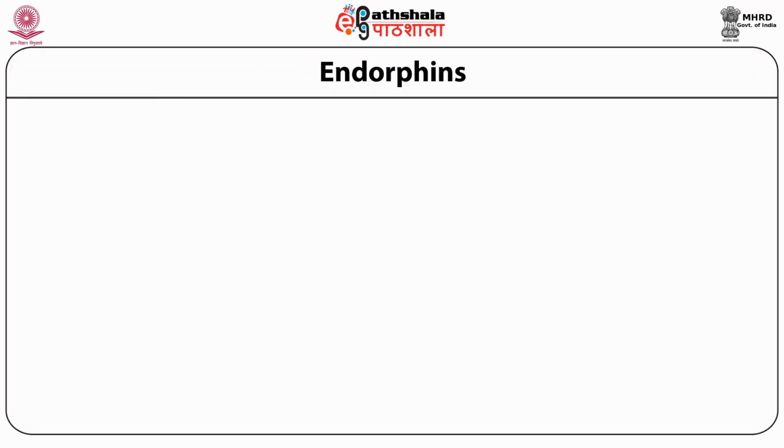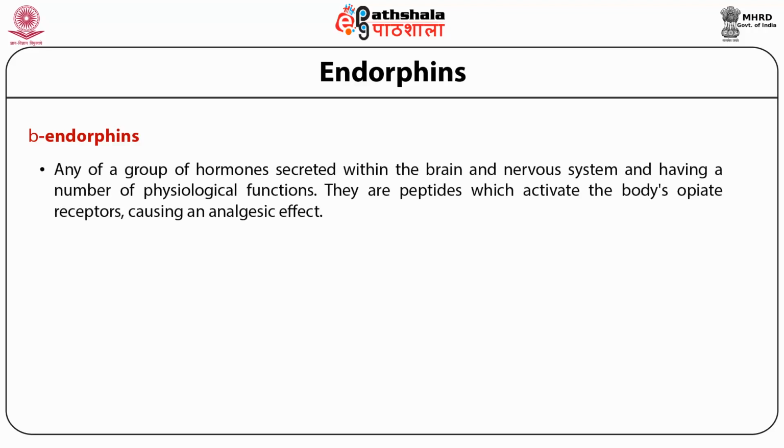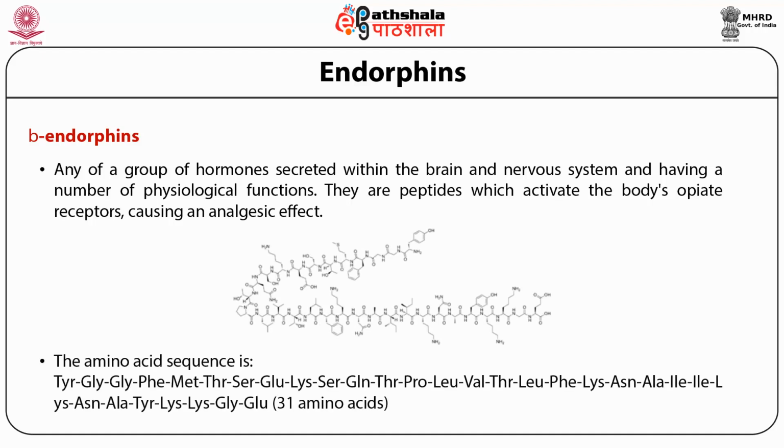Now, as I discussed, there are many types of endogenous peptides, and the most important one is the endorphins. There are many types of endorphins, but the most important is beta endorphin. It is a hormone secreted within the brain and nervous system with a number of physiological functions. These peptides activate the body's opiate receptors, causing an analgesic effect. The original endorphin is a 31 amino acid residue peptide, and they form a very important class of endogenous peptides.